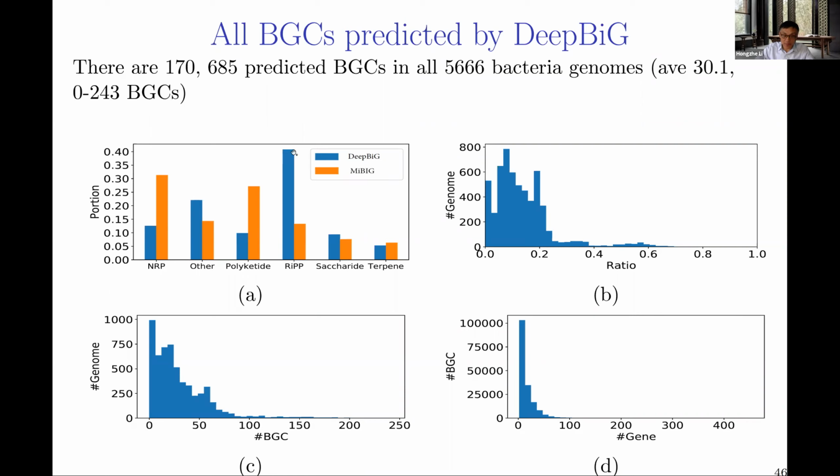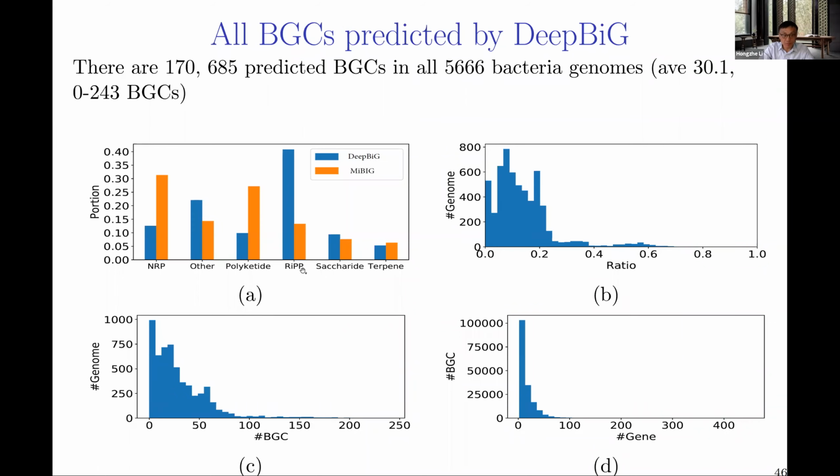And the reason our algorithm makes a lot of predictions is that this class of BGC is very much conserved. All the BGCs belong to this RiPP class. They are very similar, which makes them very easy to identify. And this is why we have a bigger percentage of predicted BGCs that belong to this RiPP class.